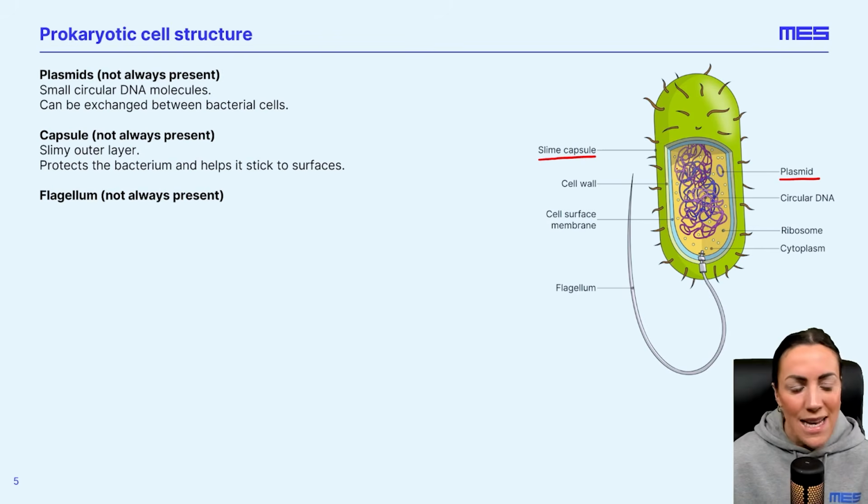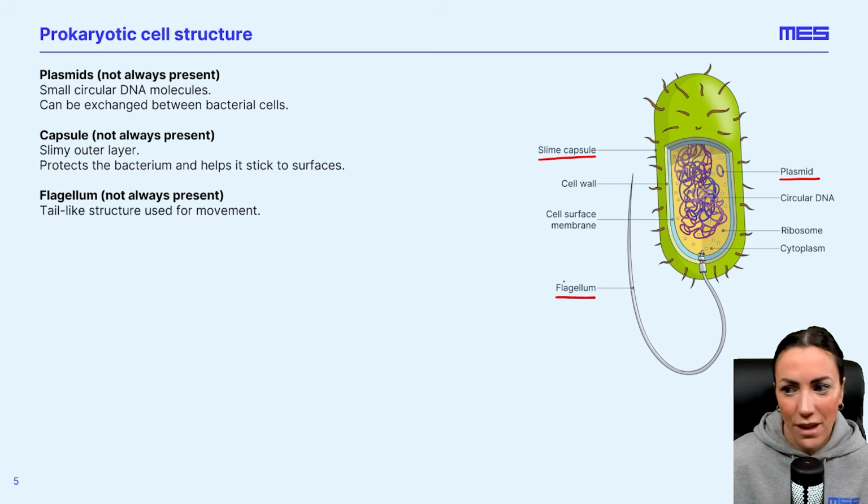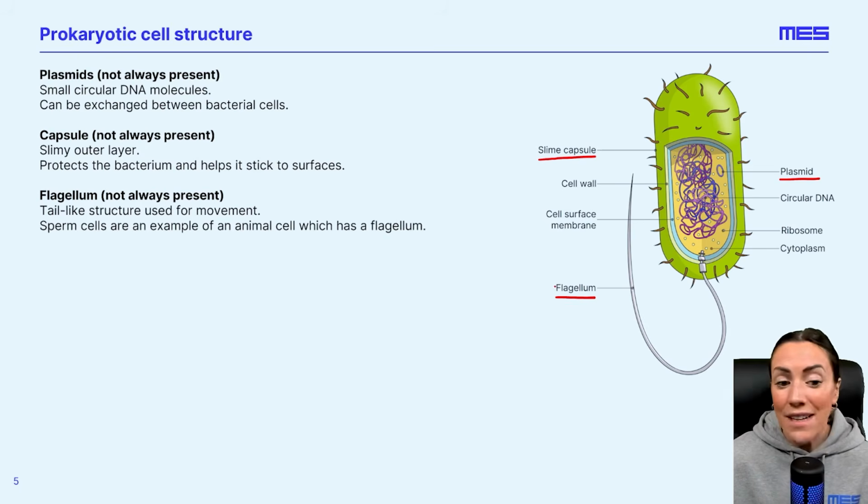This bacterium has a flagellum, a tail-like structure. Again, not always present. Some bacteria have just one flagellum, like here, but some bacteria have multiple flagella, which is the plural. This is a tail-like structure that's used for movement. And there is an animal cell that has a flagellum, and that would be a sperm cell, which obviously helps the sperm cell to swim towards, move towards the egg cell for fertilization.